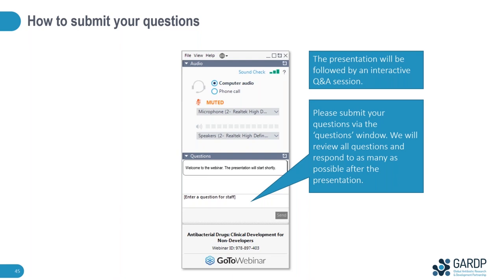The first question that came through was, what makes the thigh infection model such an industry standard, such a workhorse? And also really related to that, could the thigh infection model be used for any pathogen, or are there some difficult organisms in that model?